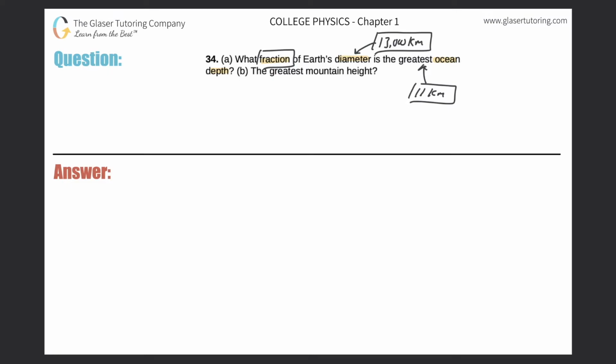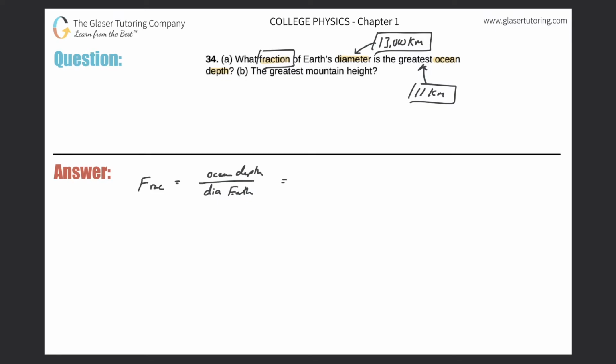Remember, a fraction has a numerator and a denominator. Since we're trying to find the fraction of Earth's diameter, that's the value that goes on the bottom: the diameter of the Earth. The other value, the one we're comparing, goes on the top. In this problem, that's the ocean depth, so ocean depth will be the numerator value.